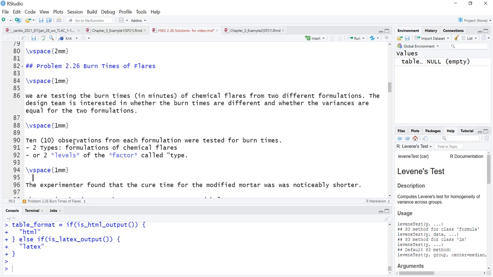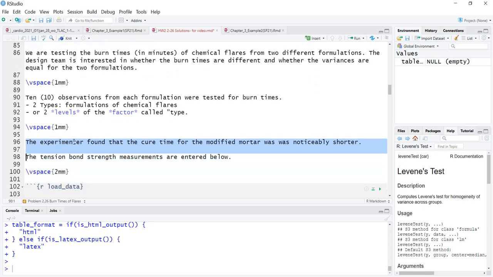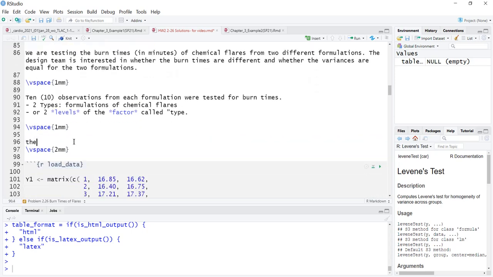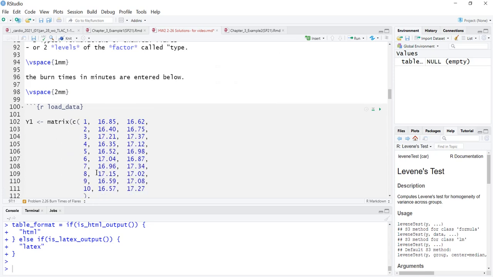And then the burn times, all I'm going to say is the burn times in minutes are entered below. Now, in this data, I don't believe we had it in the book. So what we would do is we would type it in.